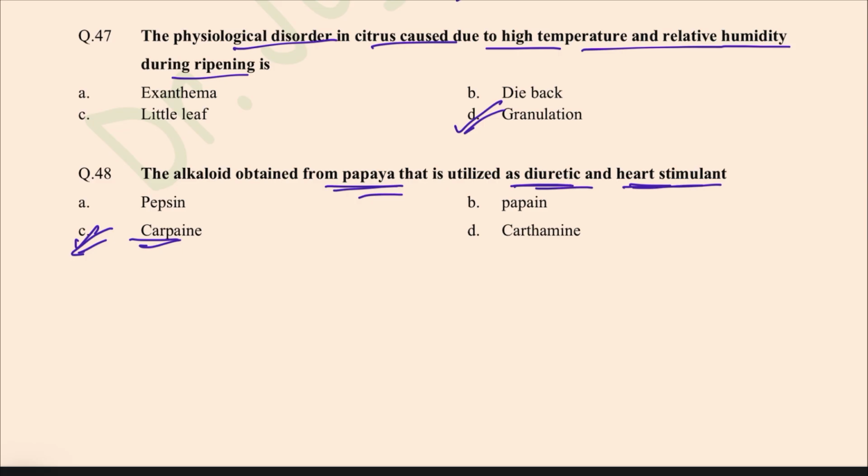Pepsin is an enzyme, not an alkaloid, found in stomach for protein digestion. Papain is a major proteolytic enzyme, not an alkaloid, extracted from latex of unripe papaya. Carpain is basically the alkaloid from papaya leaves with diuretic and cardiotonic properties. Carthamine is a red dye from safflower. Question from here: the proteolytic enzyme obtained from the latex of unripe papaya, that is papain. The main alkaloid found in coffee bean that acts as stimulant, that is caffeine.